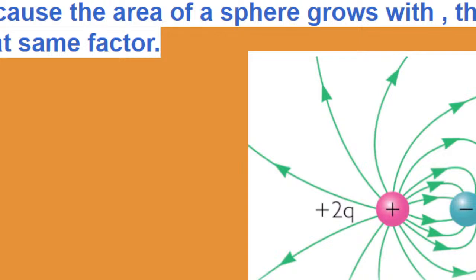This is an inverse square law through line density. The same amount of flux must pass through a small area near the source and a much larger area far away.